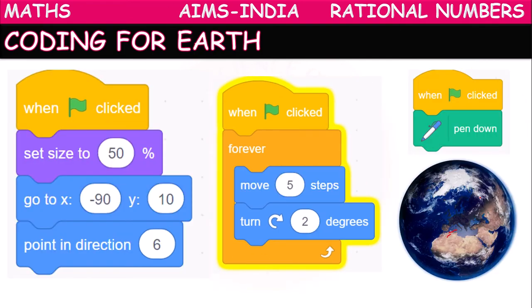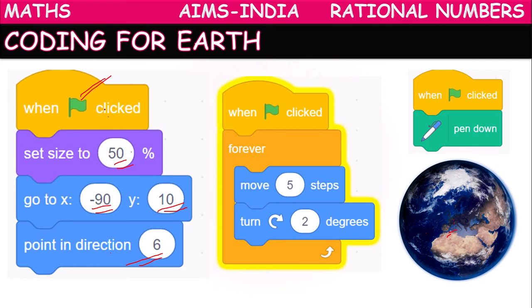Coding for earth. So earth also, when the flag button is clicked, when the start button is clicked, earth size should be reduced. And earth position, we have to keep somewhere distant to the sun. Somewhere distant to the sun, we have to locate earth, and earth should move in one particular direction around the sun. So direction also, some angle we have to mention.